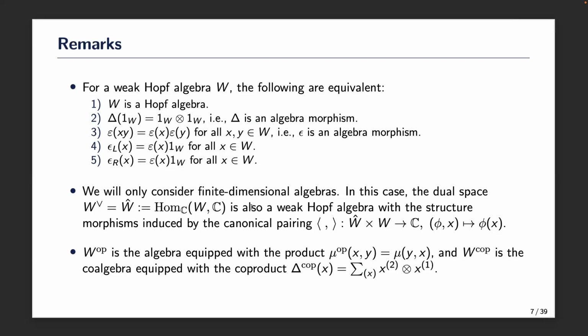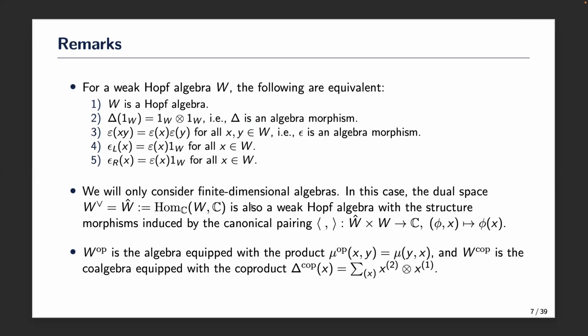And given an algebra W, we can define W op as the opposite algebra, equipped with the product using the original product and switching the two factors. And also, given a coalgebra, we can define the co-opposite coalgebra W cop, equipped with a coproduct where we swap the two components of the original coproduct.